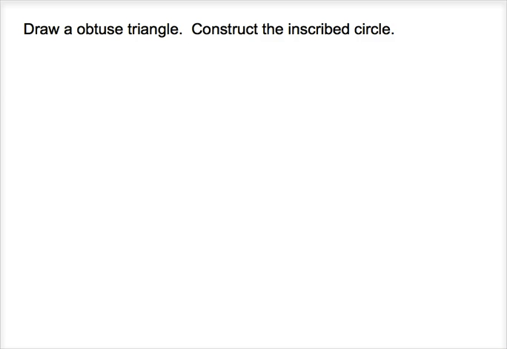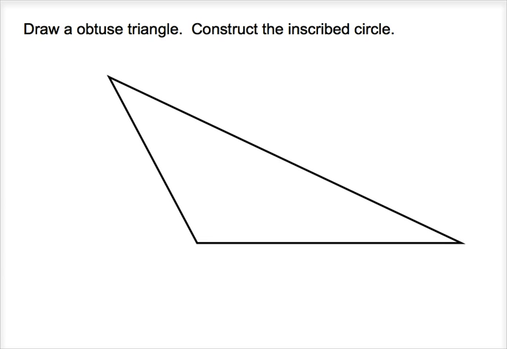Draw an obtuse triangle, construct the inscribed circle. So let's see, obtuse triangle, I know that I need to get one of the angles larger than 90 degrees. And if I want to draw an inscribed circle, this is the one where I need to do angle bisectors. So bisecting each of the angles, I know that all 3 angle bisectors intersect in the same location.